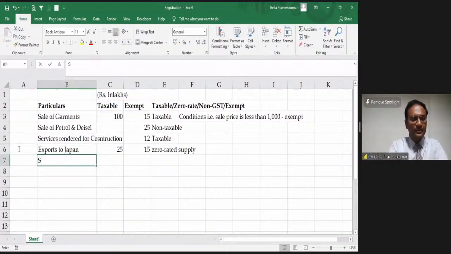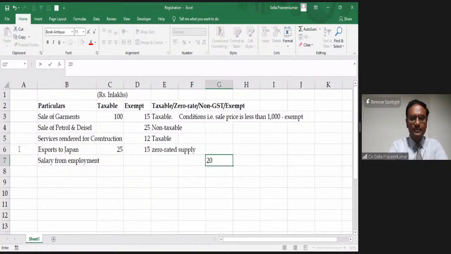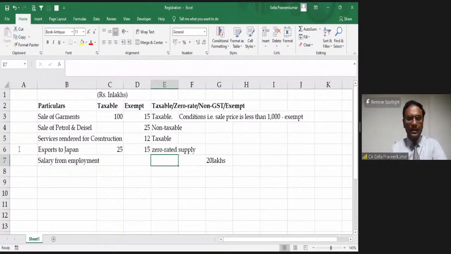Very important: salary from employment. Say I have received salary from employment, say 20 lakhs. Now, the question comes here. Can we call that taxable? Can I call it zero rated? Can I call it non-GST? Can I call it exempt? Now, please refer. There is something called Schedule 3. Schedule 1, Schedule 2, Schedule 3.